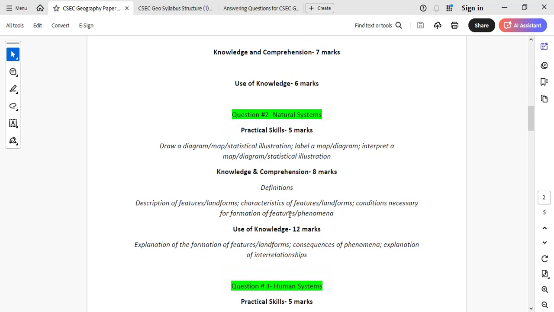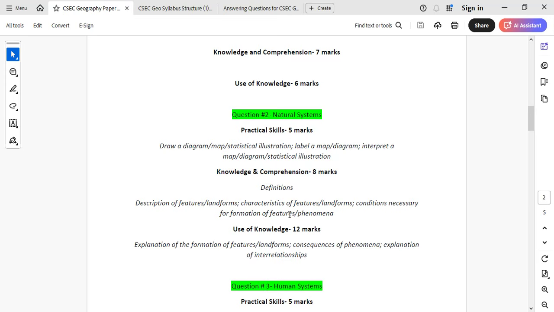And then the use of knowledge is where you come into the explanation. Explain the formation of a feature or landform. Explain the consequences of phenomena. So they may ask you to explain 3 consequences of climate change or global warming to the Caribbean, or compare, which of course would be an explanation, or explain interrelationships. Explain the relationship between the climate of an area and the soil formation in an equatorial region. Those kinds of interrelation questions.